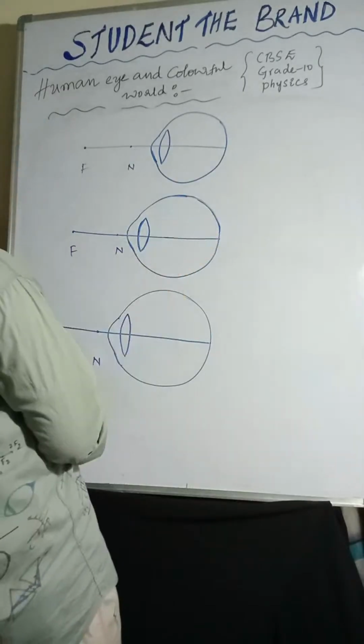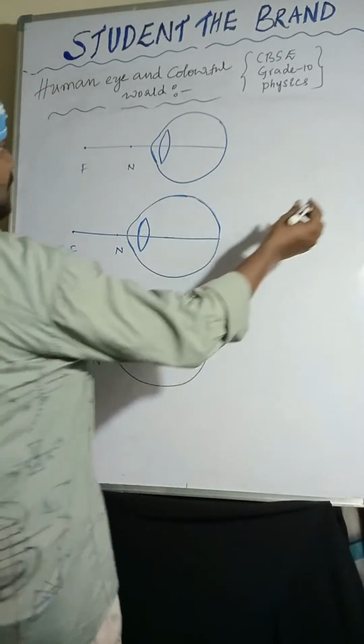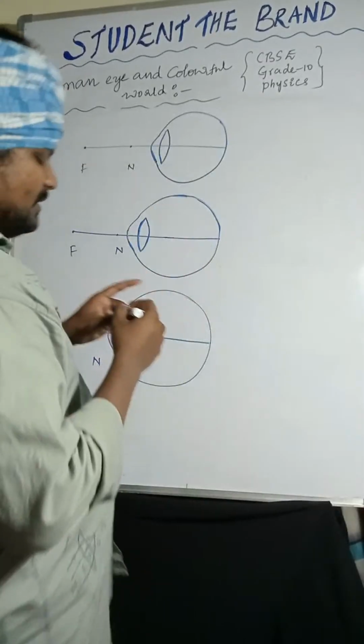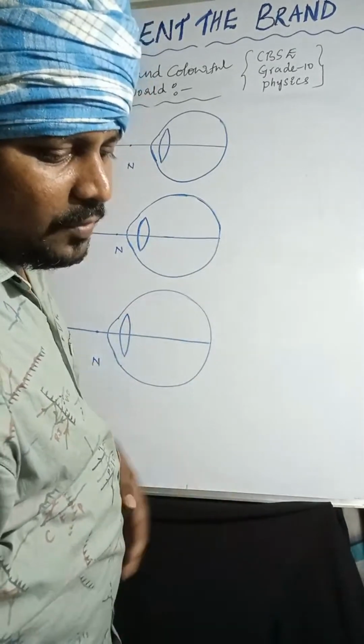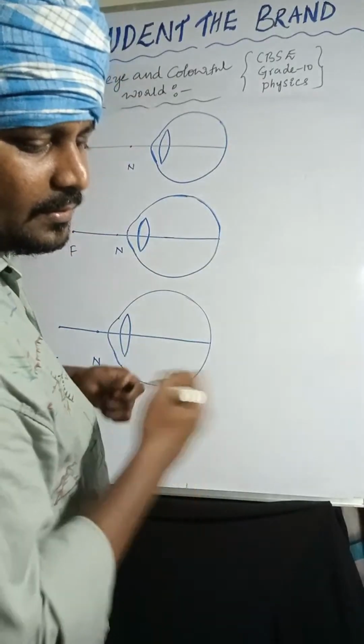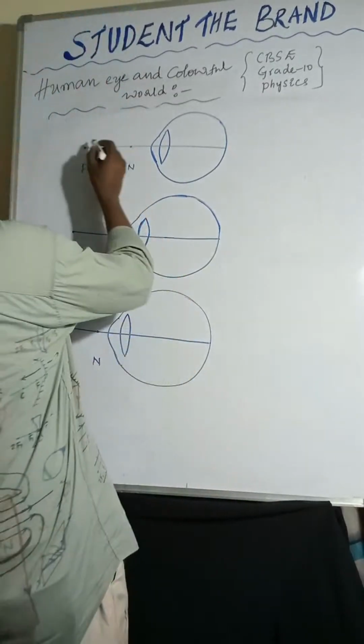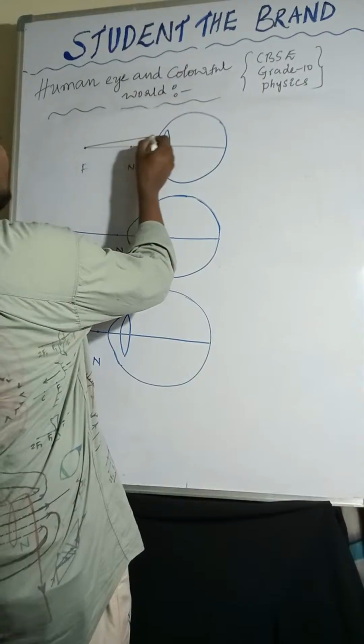So light rays, as I said, are coming from a far point. You can see. Light rays are coming from a far point. Now I am taking here. Light rays are coming from this point.